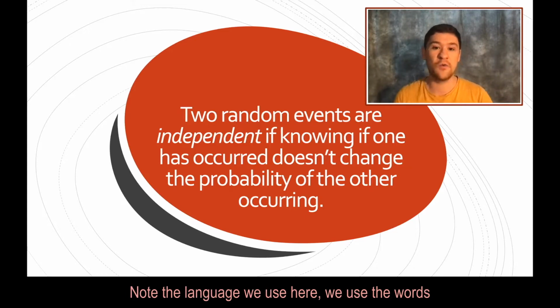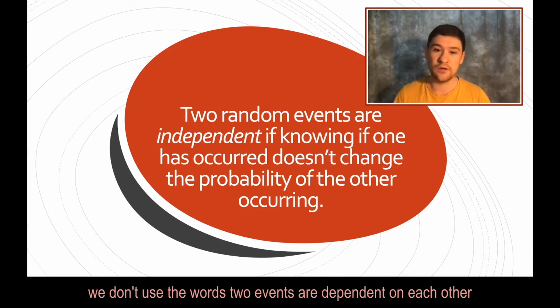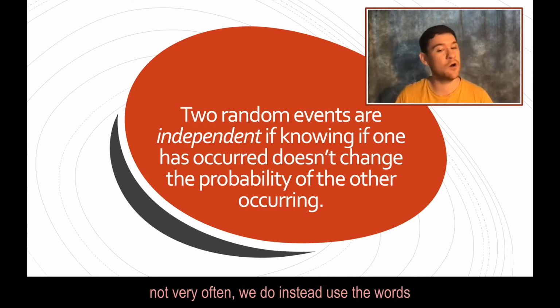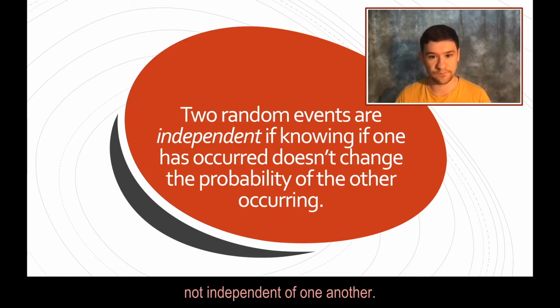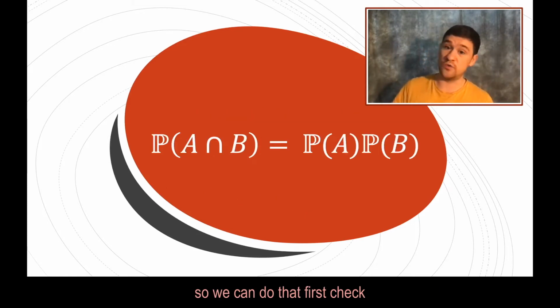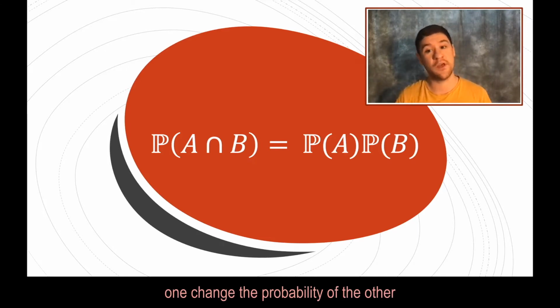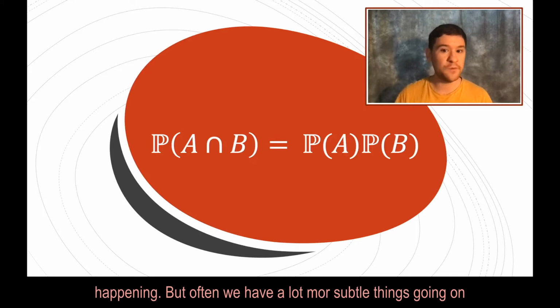Note the language we use here. We use the words two events are independent of each other. We don't use the words two events are dependent on each other, not very often. We do instead use the words not independent of one another. We can check if two things are independent of each other. The first check that we just thought about was, does knowing one change the probability of the other happening? But often we have a lot more subtle things going on.